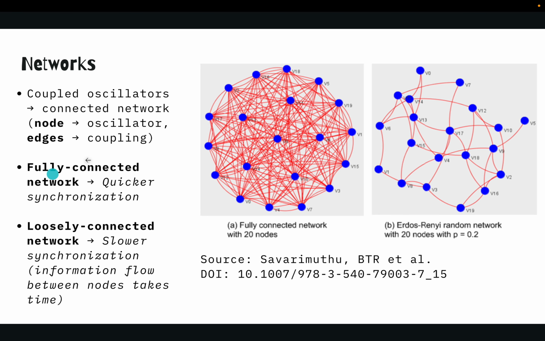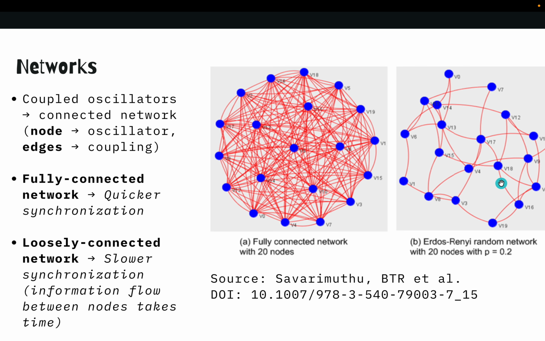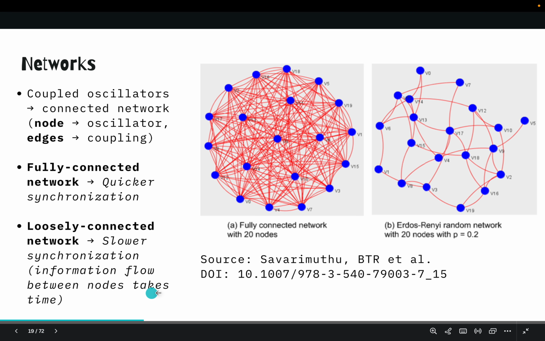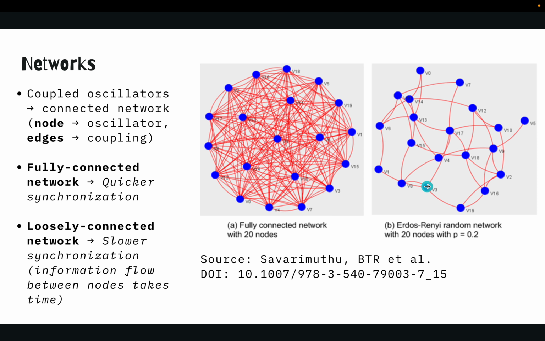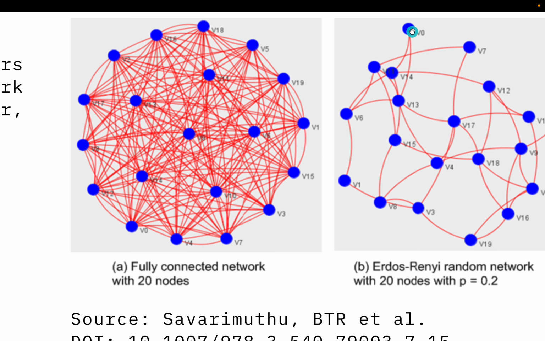But yes, in a fully connected network, we would expect quicker synchronization, because if everyone is connected to everyone else, you really don't have a choice but to behave how everyone else behaves, and all are synchronized. But if it's a random connection, it takes time. Information flow between nodes takes time. Let's say this guy is dancing very vigorously, and this guy is very quiet. They are connected, but not directly. They are very far apart.